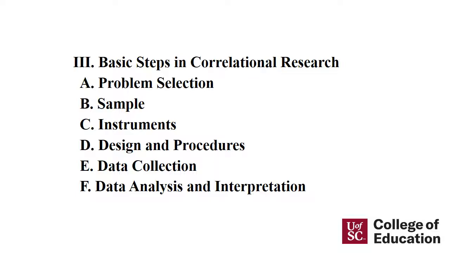F. Data analysis and interpretation. When variables are correlated, a correlation coefficient is produced. The closer the coefficient is to plus 1.00 or minus 1.00, the stronger the relationship. Coefficients that are at or near 0.00 indicate that no relationship exists between the variables involved.